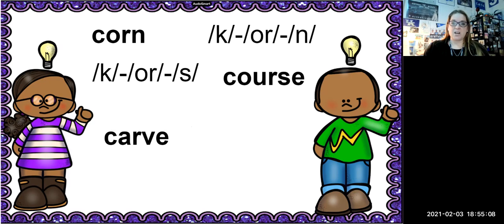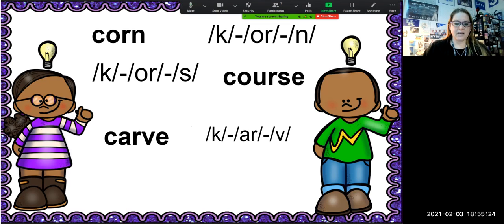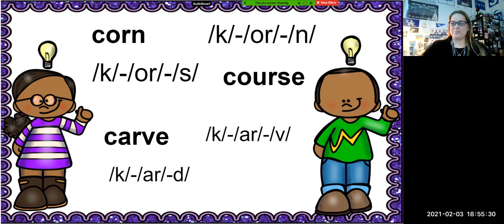The next word is carve. How many sounds do you hear in the word carve? Carve. There's three sounds. Good. We're going to change that final sound of v to d. What's the new word on the curve? It is card. Very good.